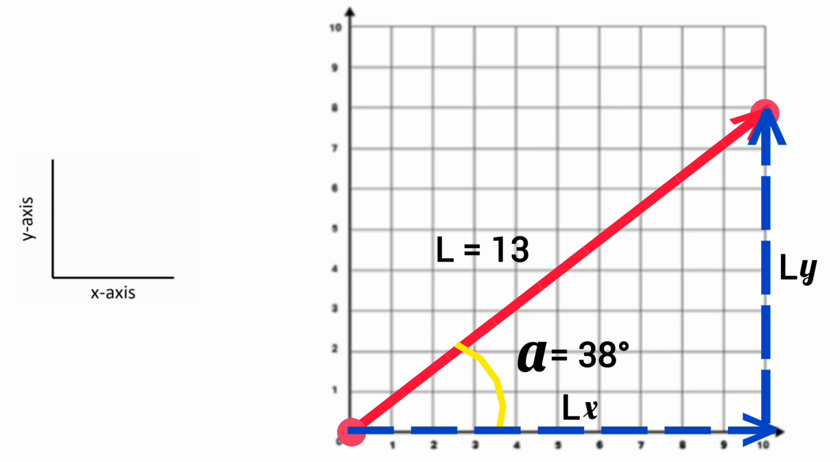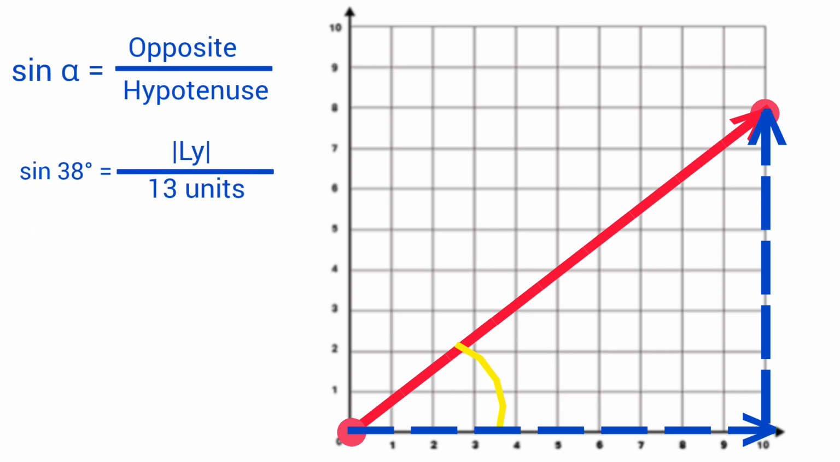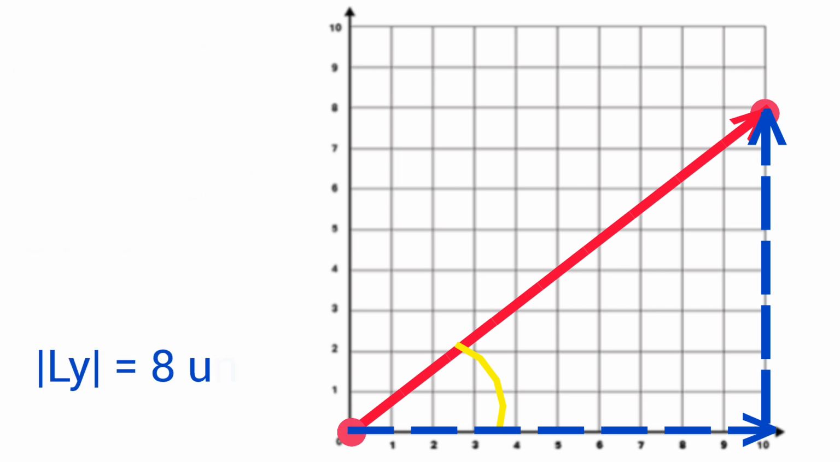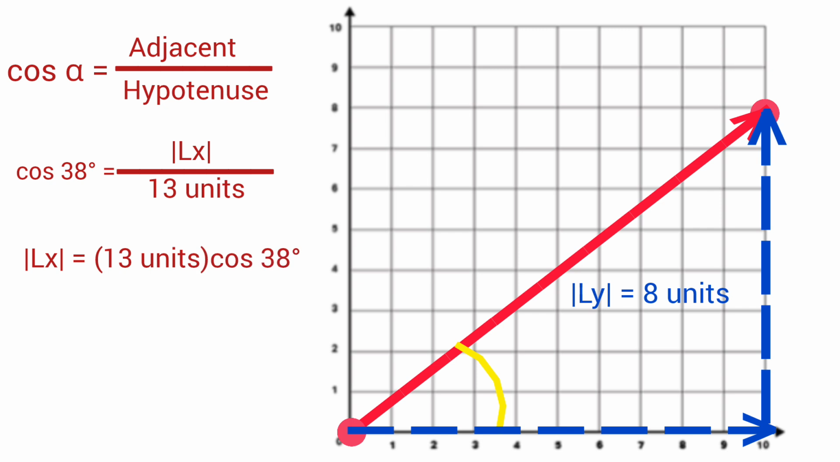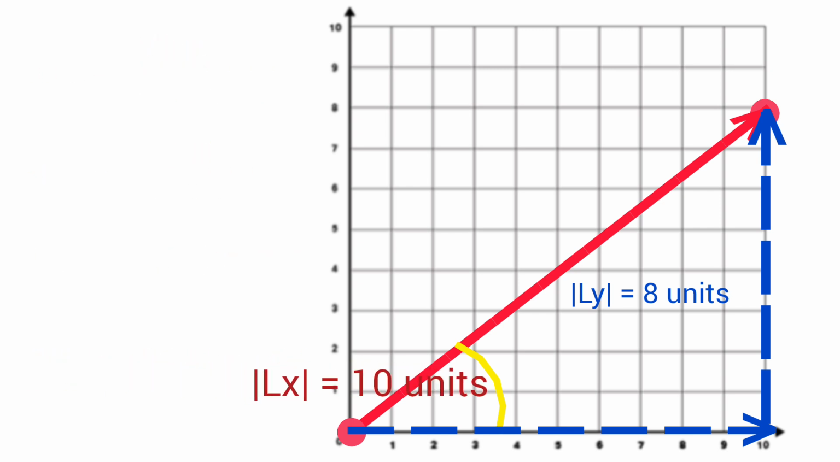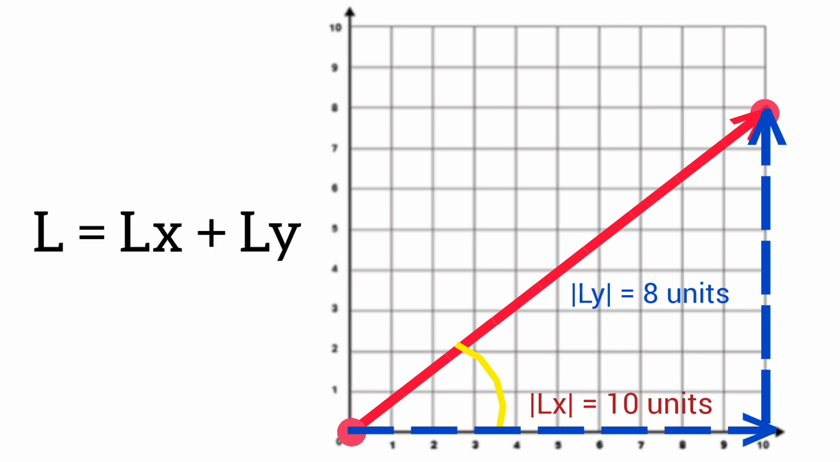We only have the vector length and the reference angle. We'll first use sine to find Ly. We input our known variables into the formula and solve for the unknown variable. In our case, the y-axis projection is equal to 8 units. To solve for the x-axis projection, we need to use cosine. So we pretty much do the same thing. Plug in the known variables to the formula, and then we get our answer, which is 10 units. Once we finish, we get an equation that looks a bit like this.